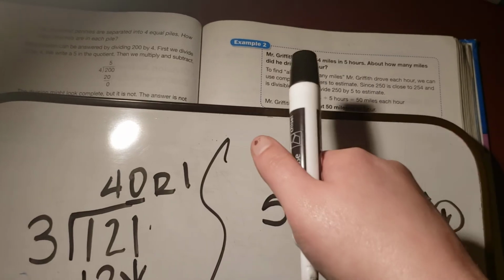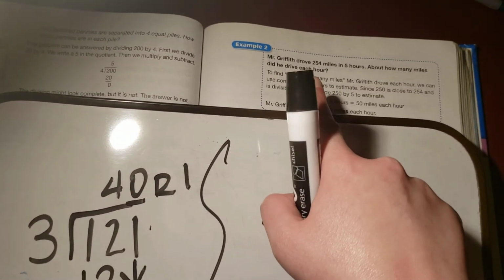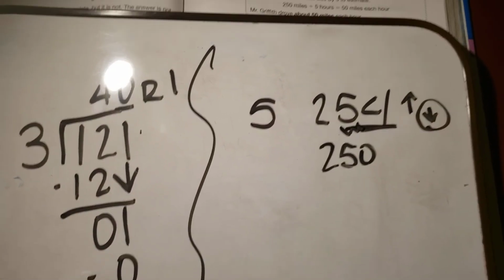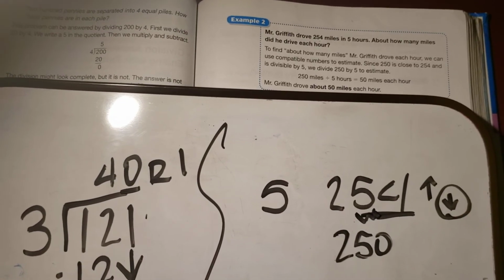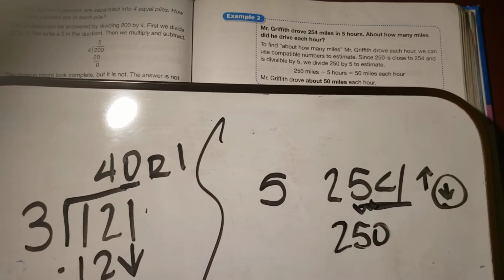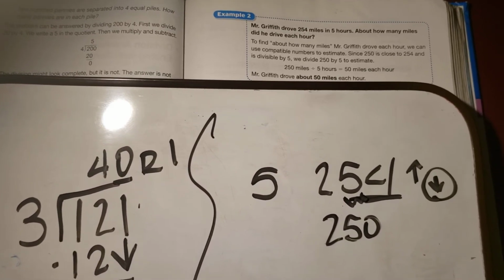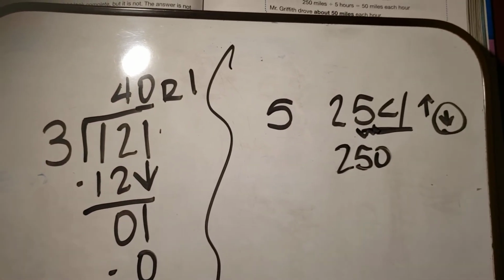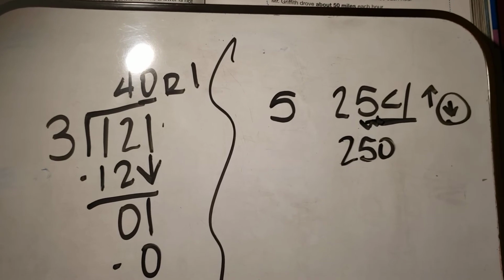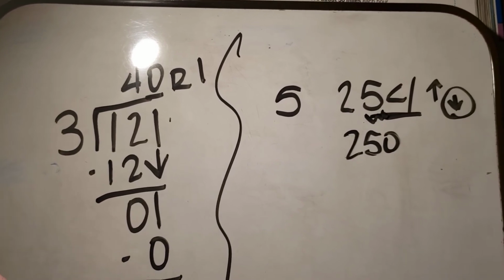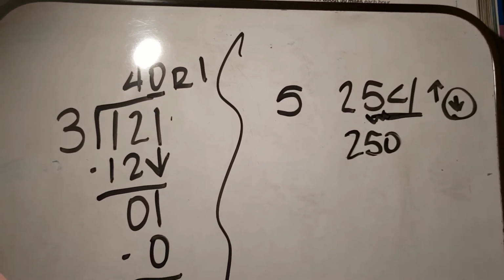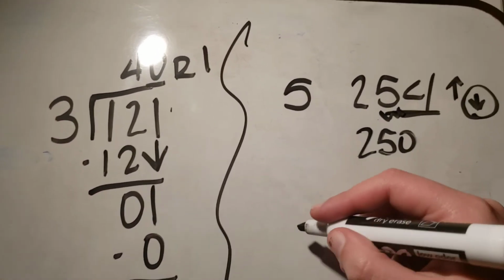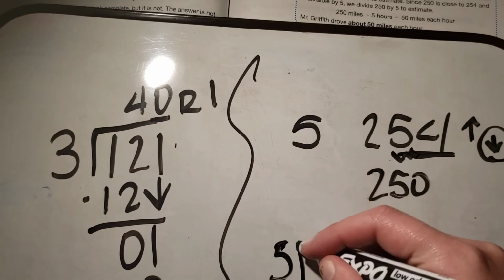And then each hour, so that each is our key word telling us to divide. And I know each goes with multiplication, but if you think about the question, we already know that he drove 254 miles, and that's the biggest number he's going to get. We can't have a bigger number than that because he didn't drive more than that. So when you're doing word problems, think, do I want a bigger number than this, or do I want a smaller number? If you want a smaller number, you need to divide.